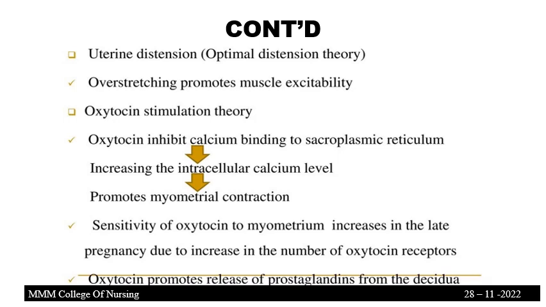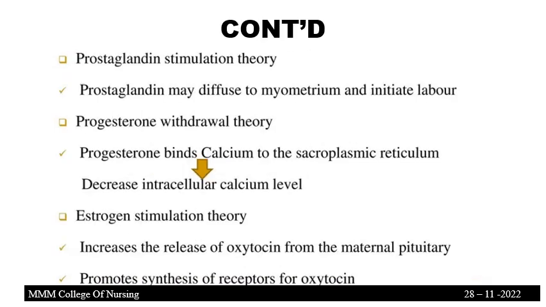The sensitivity of the myometrium to oxytocin increases in late pregnancy due to an increase in the number of oxytocin receptors. Oxytocin promotes release of prostaglandin. Prostaglandin is one of the drugs which causes contraction of the myometrium, which causes pain for the mother. So the oxytocin promotes release of prostaglandins, and that will also lead to labor. Next is the prostaglandin stimulation theory. Here the prostaglandins may diffuse to the myometrium and initiate labor.